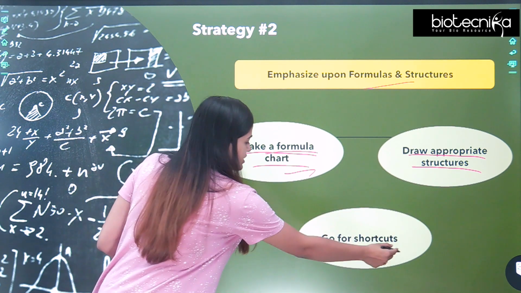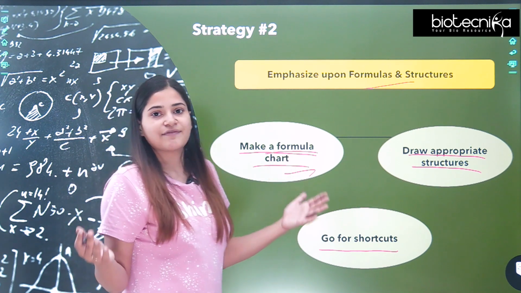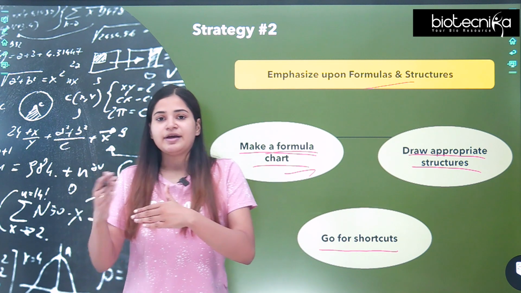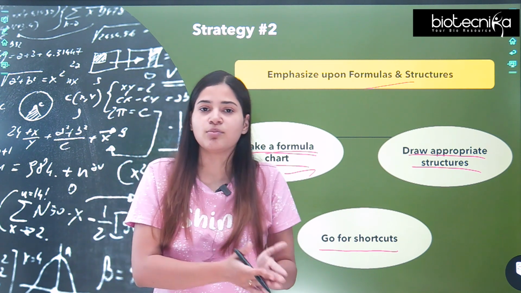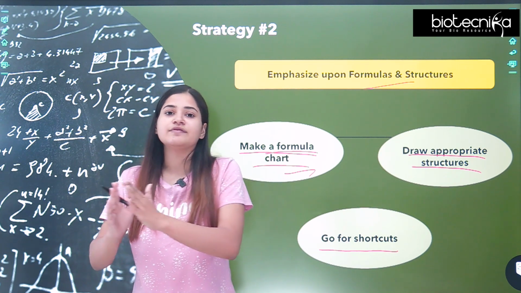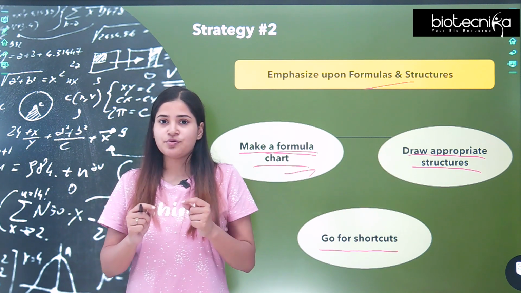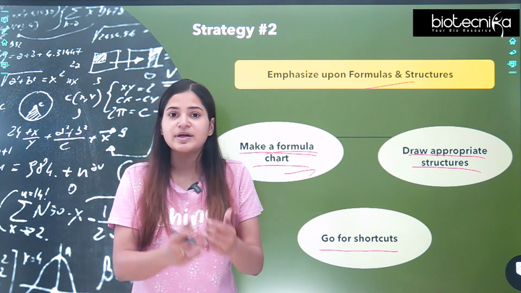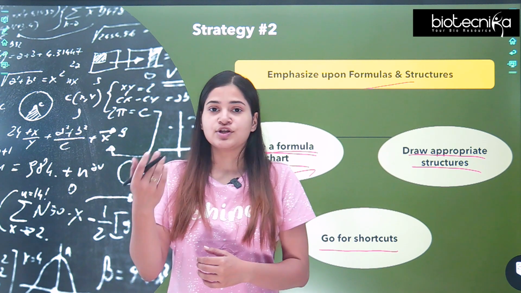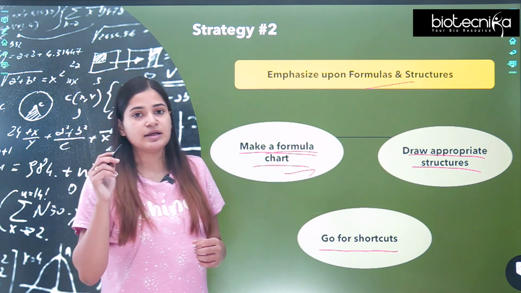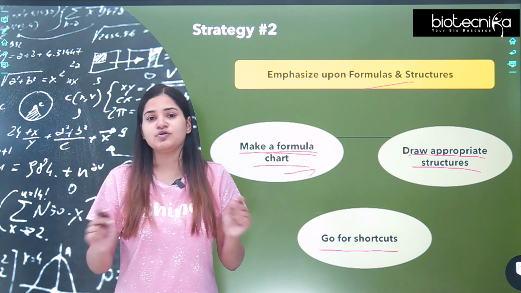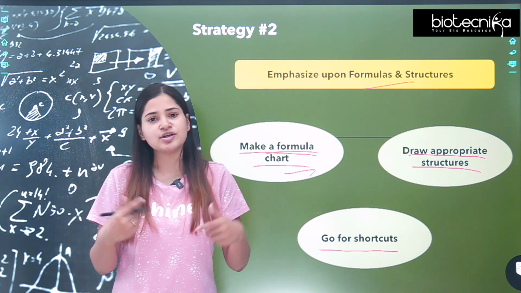Third point is go for shortcuts. Sometimes the formulas are very lengthy, sometimes the structures are very lengthy. So in order to remember those formulas and those structures, you have to know how to deal with a shortcut. You should have a shortcut in your mind, not exactly which is wrong, but the shortcut which can help you, especially the time you are solving a question. Those shortcuts will help you immediately to find an answer to that question, even if you're not taking a pen or a paper and you are solving it. So you should create those shortcuts by yourself only.